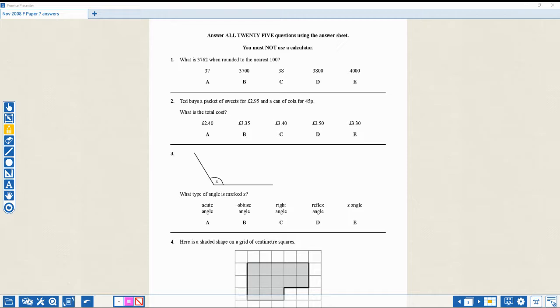So you've got the units, the tens, the hundreds digit is the 7, and the tens digit, the next one along, is a 6, which means it rounds up to 8. So the answer is 3,800.